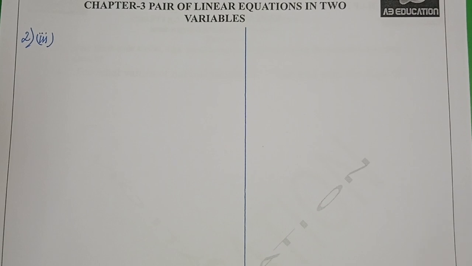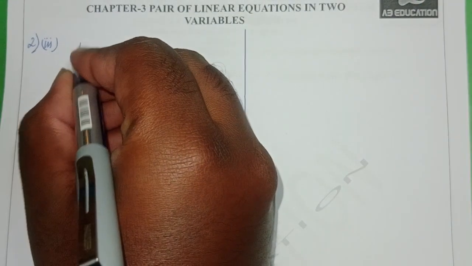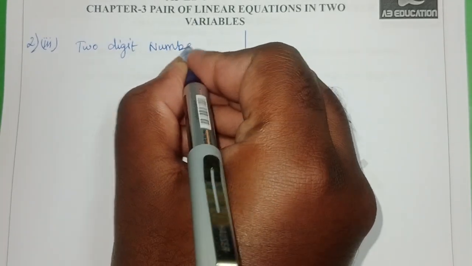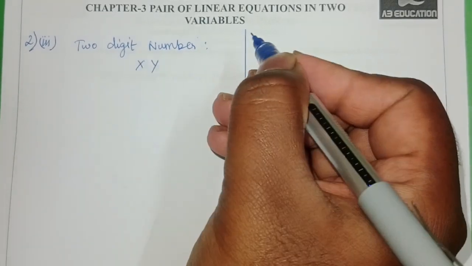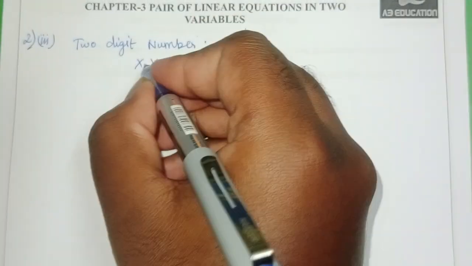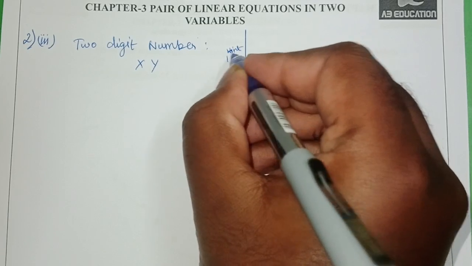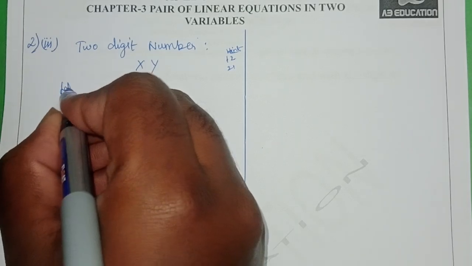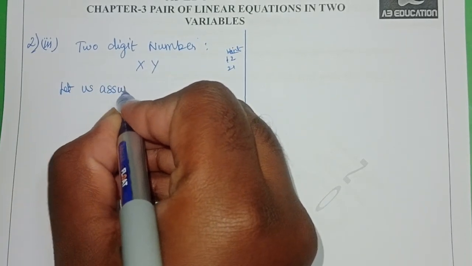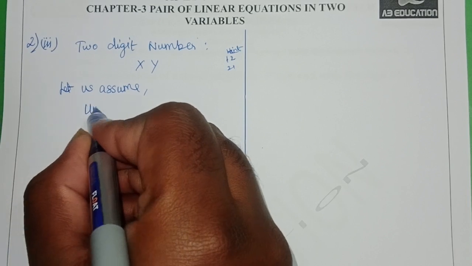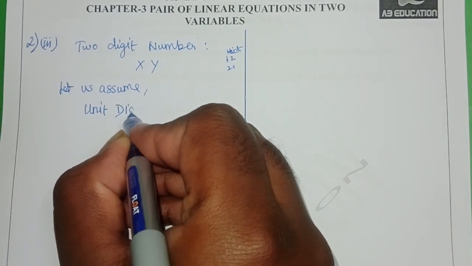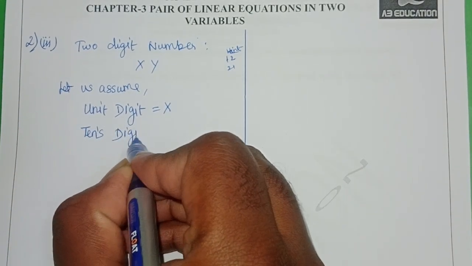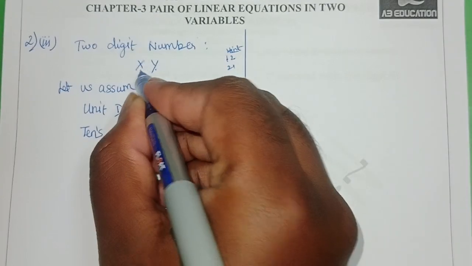In the third subdivision, there is a 2-digit number that will be in the form of xy. Which will be x means 1, 2. It may be 12 or 21. This is not for examination. Therefore, this will be x, this will be y. Let us assume the unit digit is equal to x, the tens digit is equal to y.